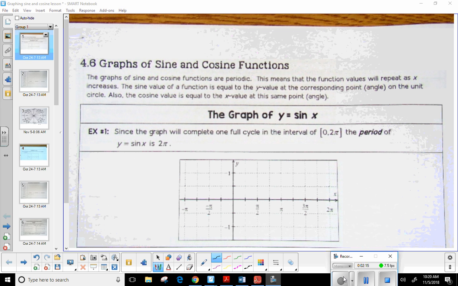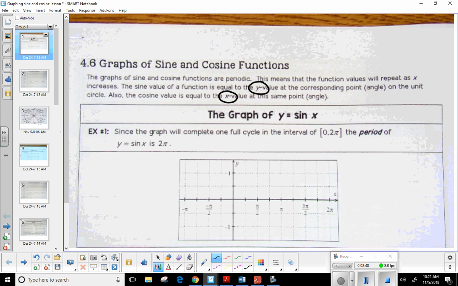Well, let's see what it says. The graphs of sine and cosine functions are periodic. This means that the function values will repeat as x increases. The sine value of the function is equal to what? The y value, just like we've been talking about. Every time we evaluate trig functions on the unit circle, we've been saying that sine is your y value, okay, at that corresponding point or angle on the unit circle. Also, the cosine value is equal to the x value on that point or angle on the unit circle.